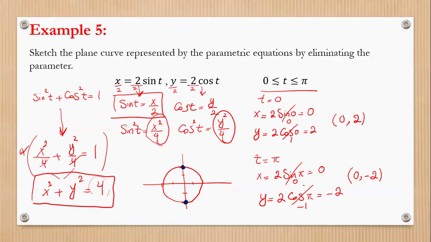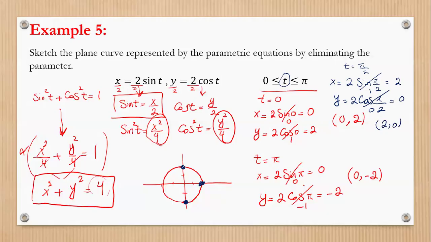So what point do we have between 0 and pi? Between 0 and pi, we have pi over 2. Let's replace t by pi over 2 as well. Let's see what we get. If I replace t by pi over 2, x is equal to 2 sine of pi over 2, which is 2 times 1, which is 2. Y should be equal to 2 cosine of pi over 2. I know that's 0, and 2 times 0 is 0. So we get (2, 0). (2, 0) is over here.